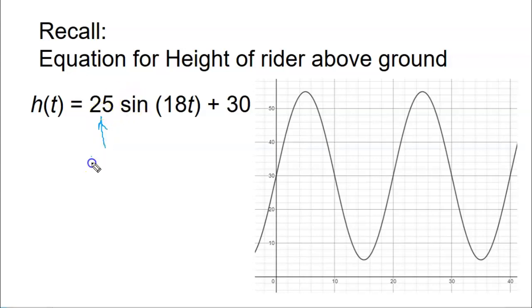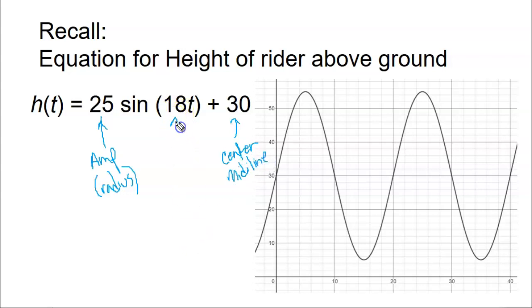Remember, 25 was our amplitude, and it was the radius of the circle. That's how high up and how far down we're going. The 30 was the actual center of the Ferris wheel. The center of the Ferris wheel was 30 feet above the ground, and so we had our center here, and we said for the graph, this was the midline.